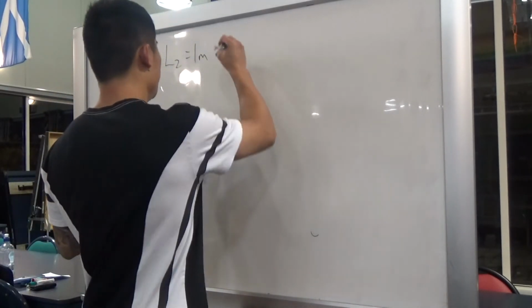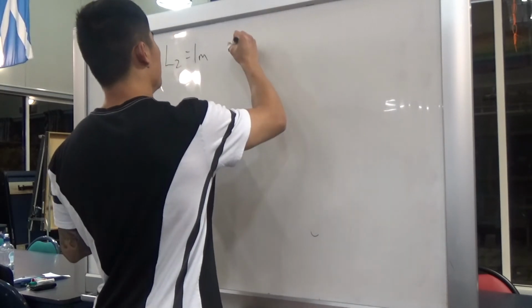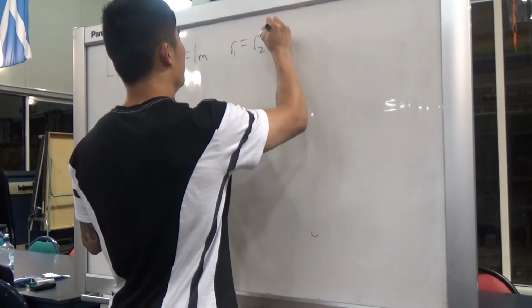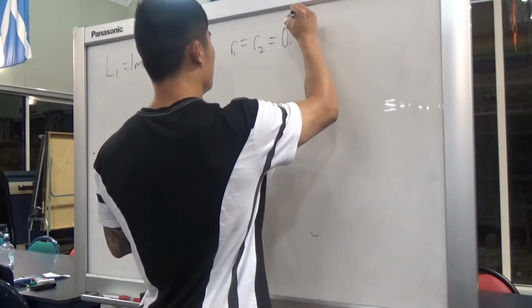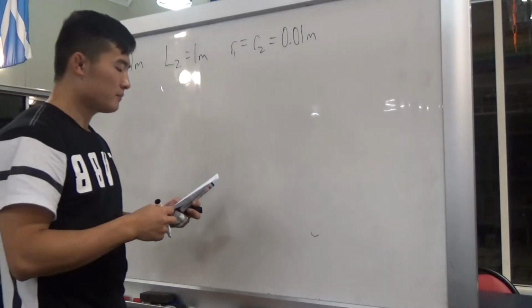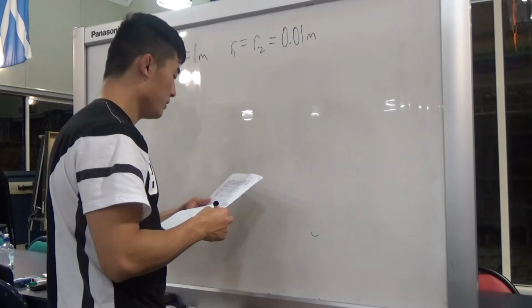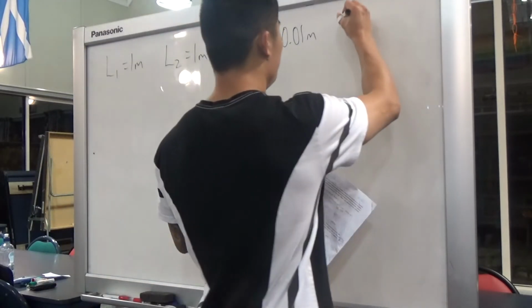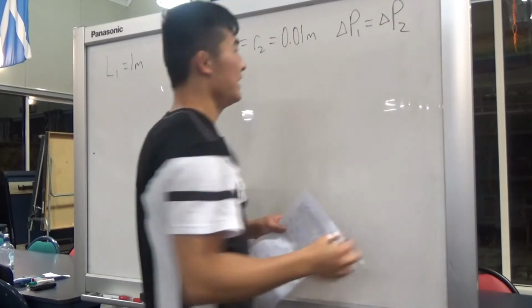The radius is 1 centimeter, and that also doesn't change. So R1 is equal to R2, which is equal to 1 centimeter, so 0.01 meters. And then we have a constant pressure difference, so that means that delta P1 is equal to delta P2. That doesn't change.